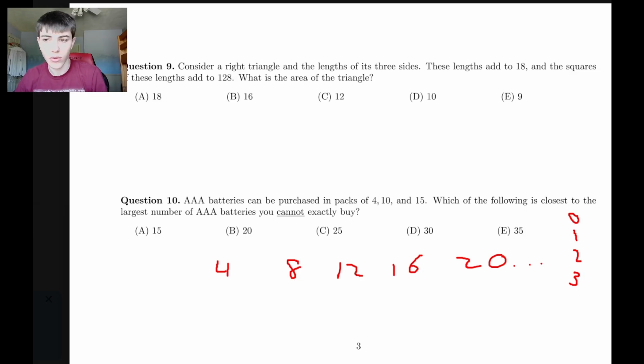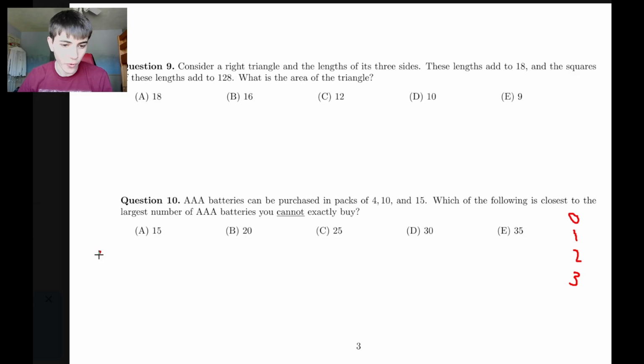Now, how about this? I'll write it over here. We can make 4, so we can make 8, 12, 16, 20, 24, etc.